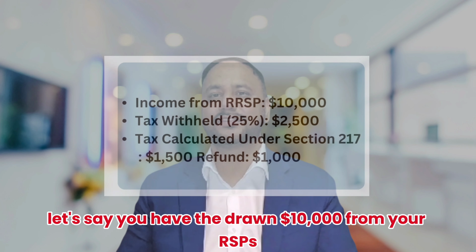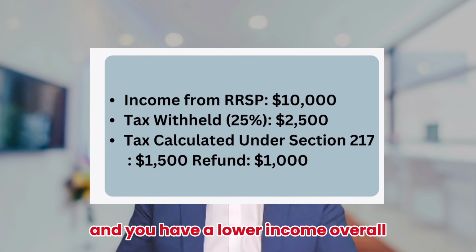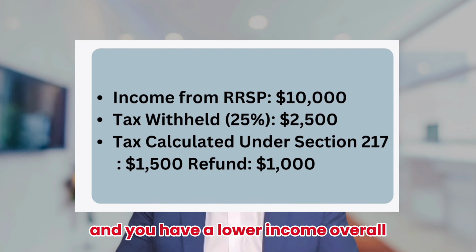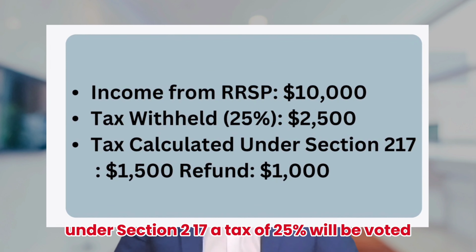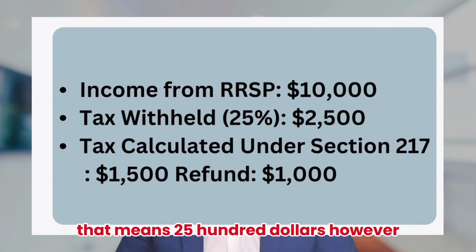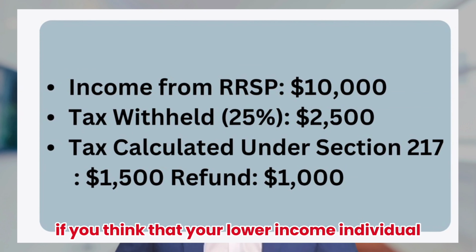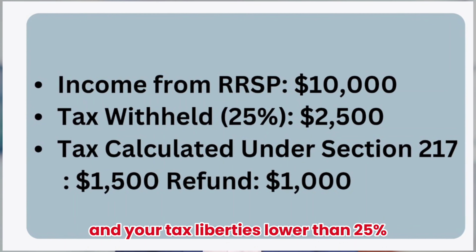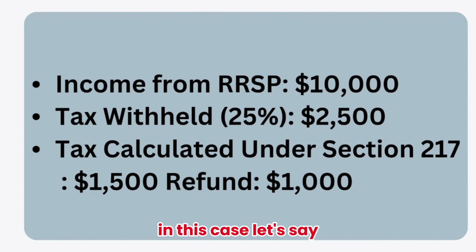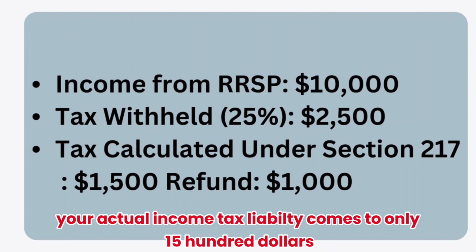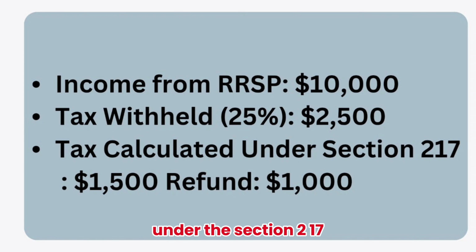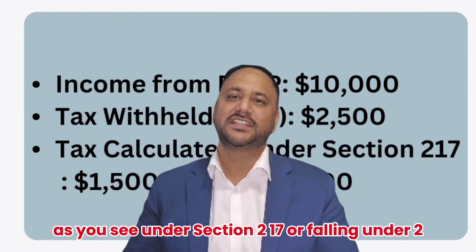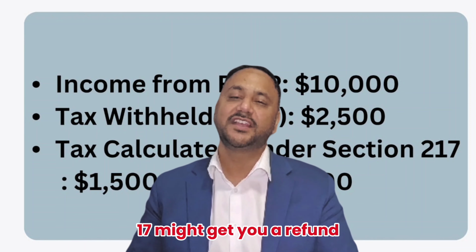Let's say you have withdrawn $10,000 from your RRSPs and you have a lower income overall. When you do not file the election under Section 217, a tax of 25% will be withheld. That means $2,500. However, if you think that you're a lower income individual and your tax liability is lower than 25%, in this case, let's say your actual income tax liability comes to only $1,500, then you will be eligible for a refund of $1,000 under Section 217. So filing under Section 217 might get you a refund.